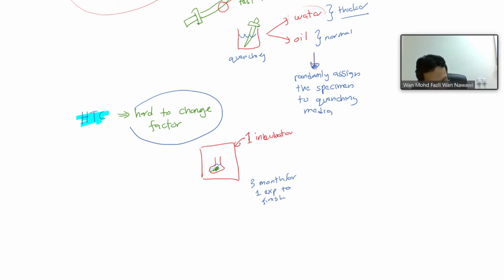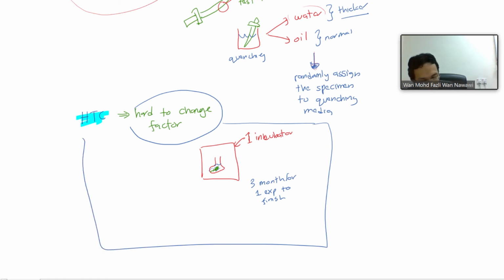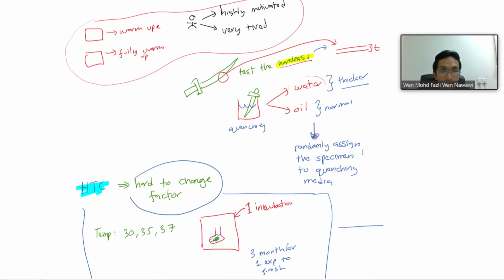So let's say the temperatures that you need to test are maybe 30, 35 and 37. Let's say you need to test 3 temperatures, but you have only one incubator, and to finish one experiment it takes like 3 months. That's fine, but then you need to understand this when you do the design. Let's say you have the design, they give you something like this.